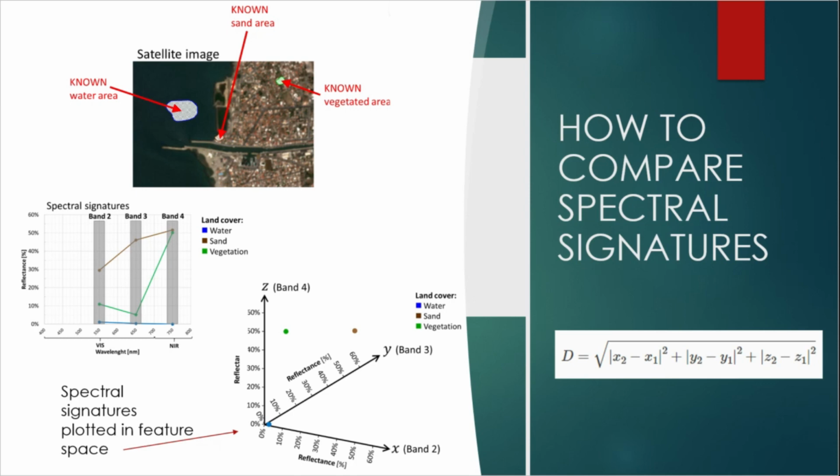Where 1 is the first spectral signature, 2 is the second spectral signature, X is the axis for the spectral band 1, Y is the axis for the spectral band 2, and Z is the axis for the spectral band 3. I'm not expecting you to know this for any midterm or final. It's just good background knowledge to have.